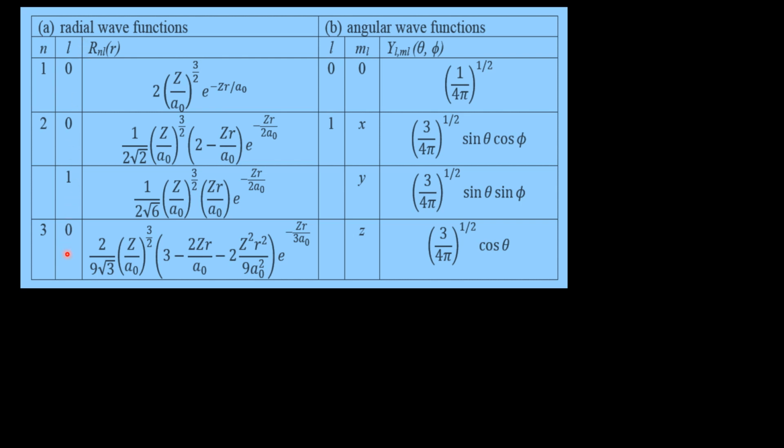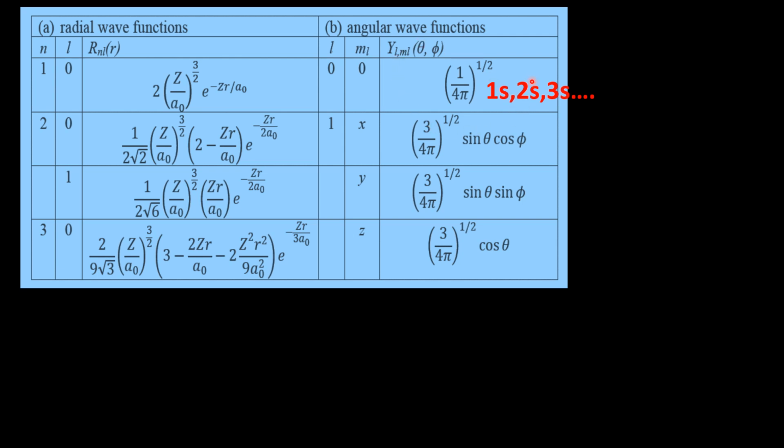Whenever L is equal to 0, you have an s orbital, and for all s orbitals you have one constant, which is equal to 1 over 4 pi to the power 1 by 2. So whatever the principal quantum number, whether it is the 1s, 2s, 3s, or 4s orbital, the angular part always remains constant. It's always equal to 1 over 4 pi to the power 1 by 2. So it gives the specific property to the s orbital.